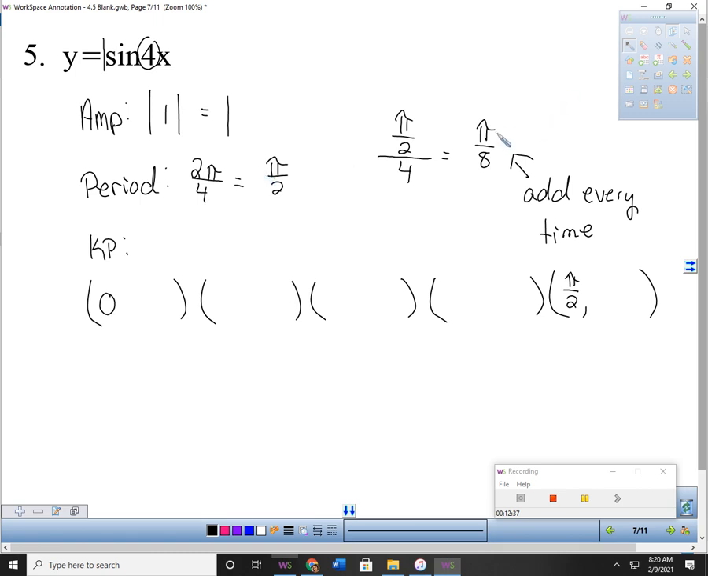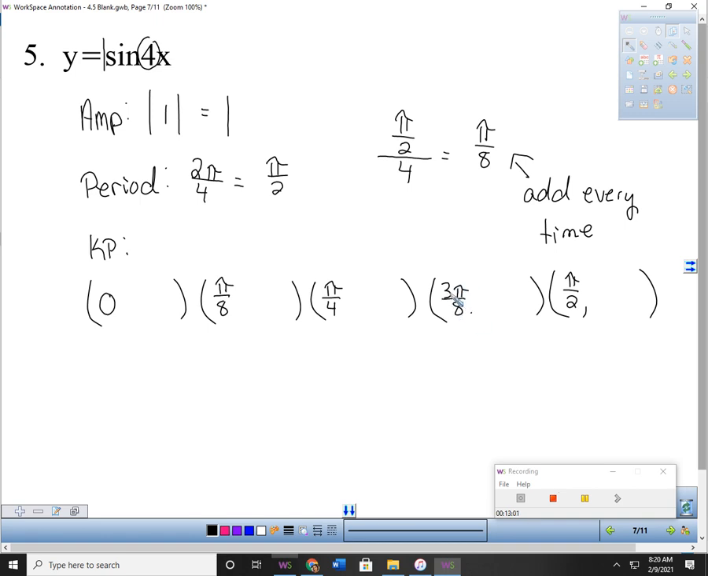So every time I'm going to add pi over 8. So if I take 0 and I add pi over 8, that gets me pi over 8. And then if I add another pi over 8, that's 2 pi over 8, which is pi over 4. And if I add another pi over 8, that's 3 pi over 8.